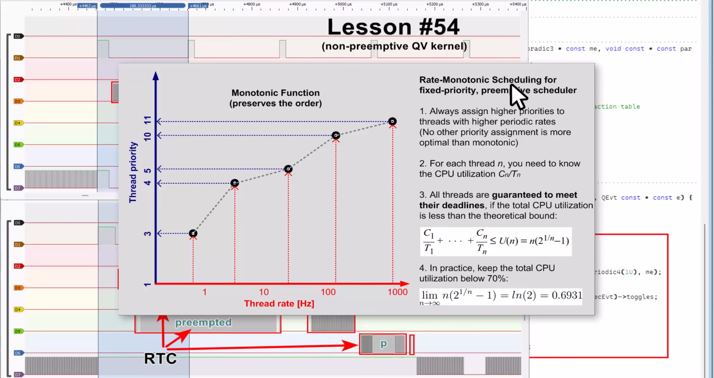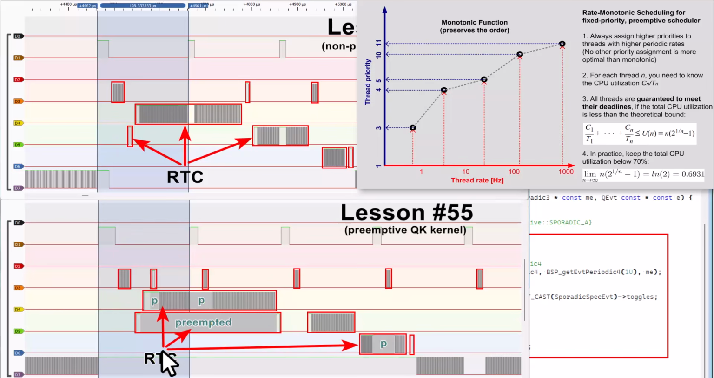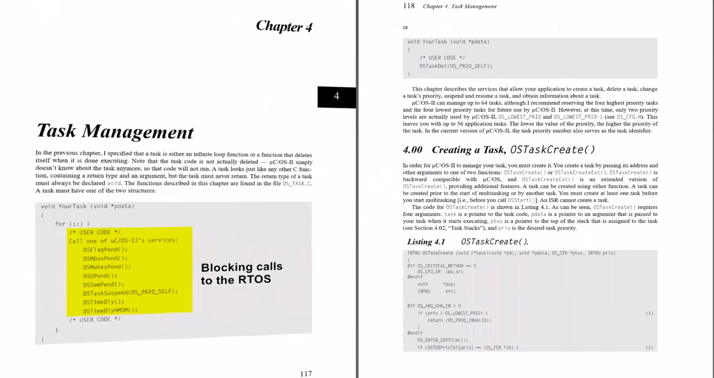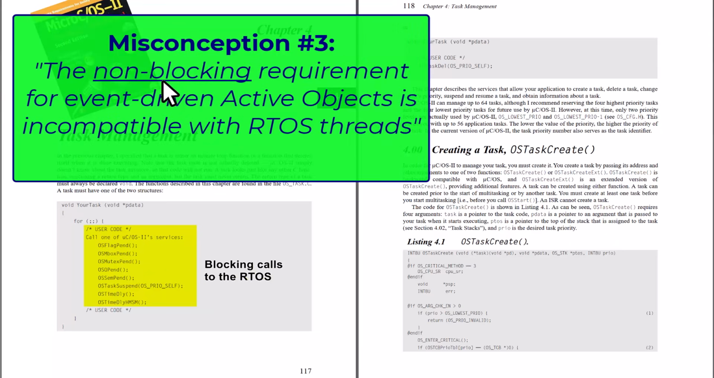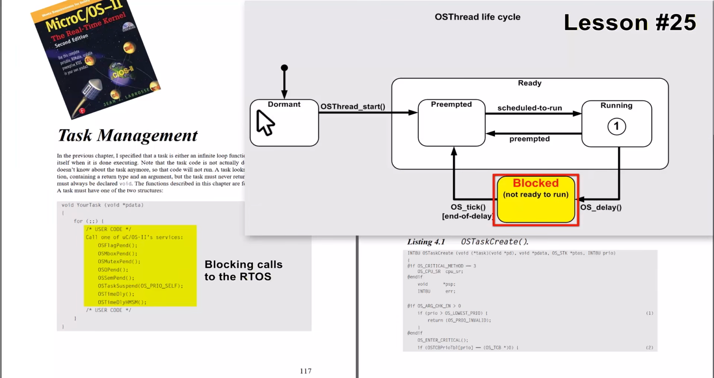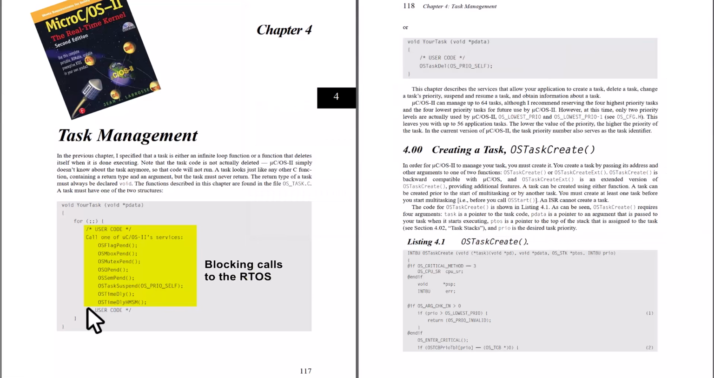You will see this behavior of active objects again today because most conventional RTOS kernels, including Zephyr, are preemptive and compatible with RMS. The third major misconception concerns the non-blocking requirement for active objects, which seems at odds with the way conventional RTOS kernels operate. As explained in lesson 25 on efficient thread blocking, every RTOS thread must block somewhere in its endless loop. Otherwise, it consumes all CPU cycles and starves lower priority threads.